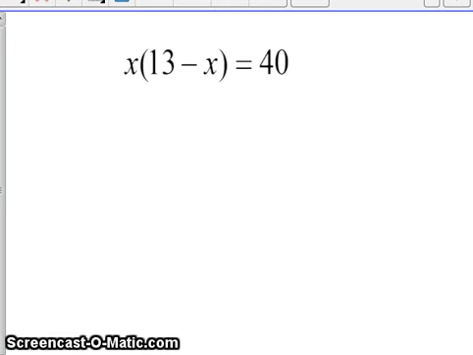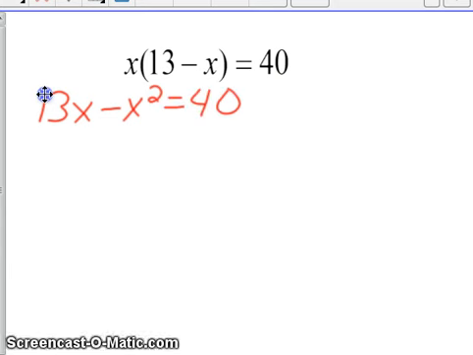All right, step 1 is to get the equation set equal to 0. So this is my first problem where there's no 0 on either side of the equal sign. So that's what I have to do first. The left-hand side of this equal sign is not in simplest form, so I want to put that in simplest form first, which means I'm going to distribute that x. So x times 13 gives me 13x. X times negative x is negative x squared. So I have both sides of the equal sign in simplest form now.